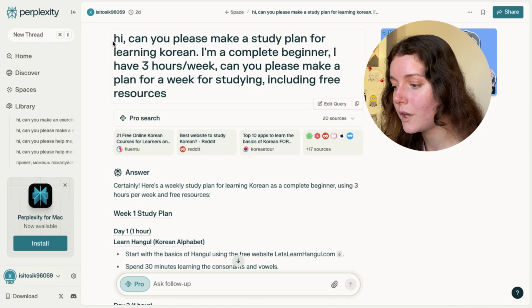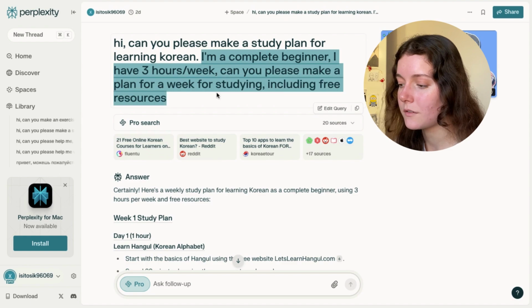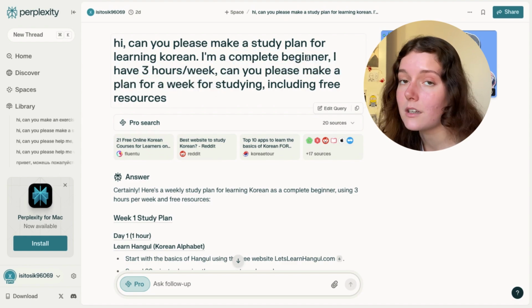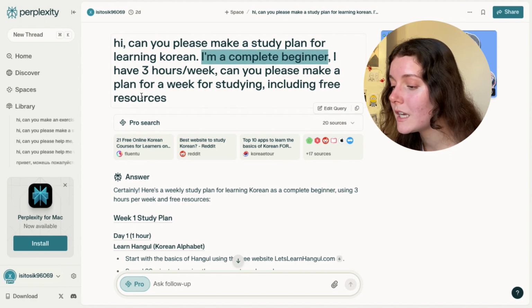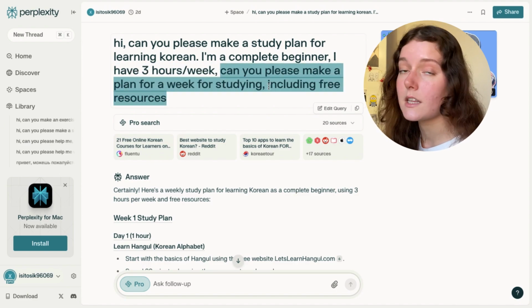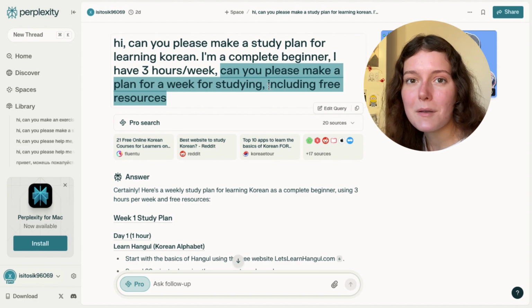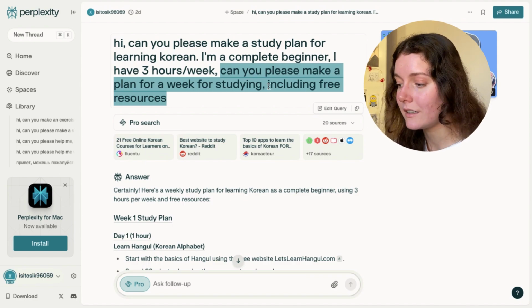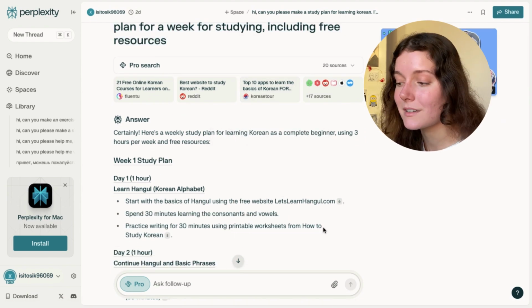What you need to do is you need to ask for a study plan, and then you need to describe your situation. So for example, I'm a complete beginner, or you might be an intermediate learner, or whatever. Just include your level of proficiency, then time that you have, and you can ask for a study plan with resources, or you can provide your own resources. Just describe your situation in detail, because it will help AI to provide you a better answer.